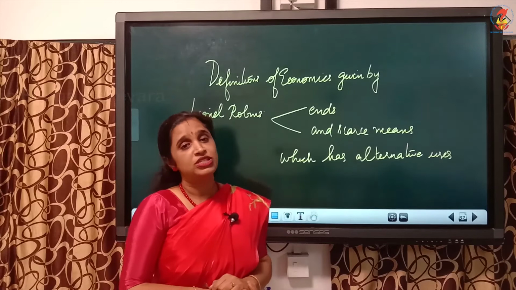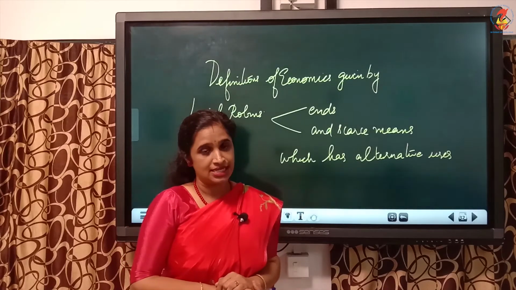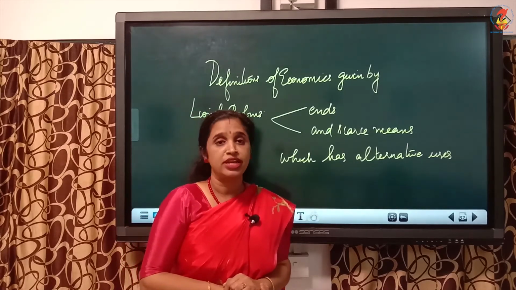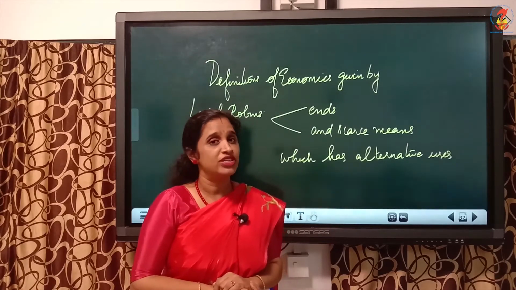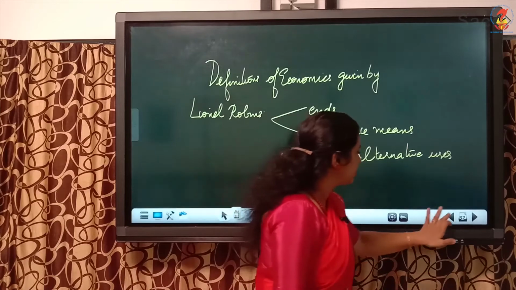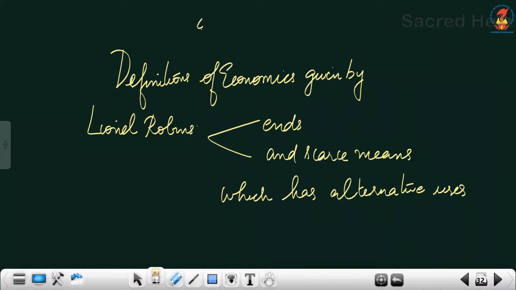Now, in chapter 1 of Statistics for Economics, which is the name of the textbook, the name of that chapter is Introduction. That is why I have given it in the beginning. The name of chapter 1 in Statistics for Economics is Introduction.